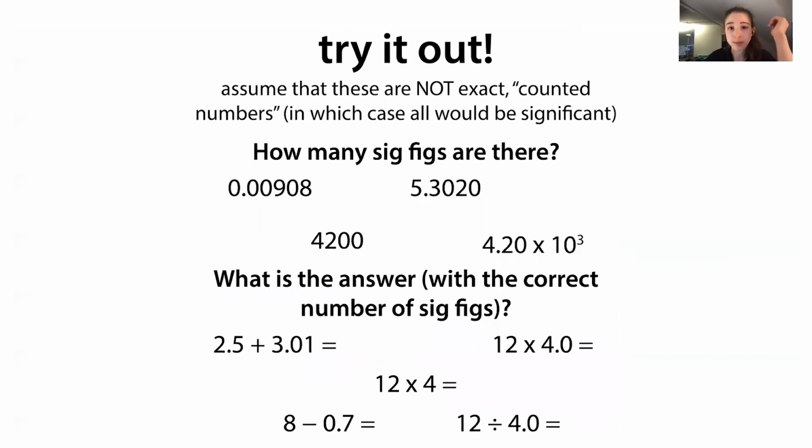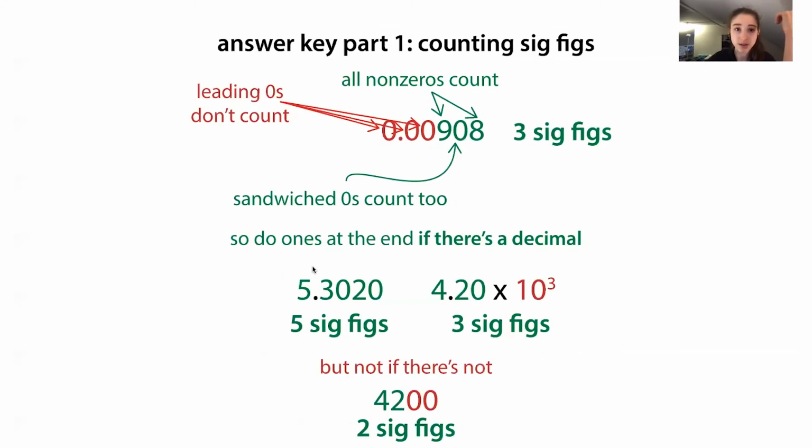So let's look at a few examples. You can pause and try to do it yourself if you want, or I'll walk through the examples. So basically, how many sig figs are there? And then what is the answer with the correct number of sig figs?